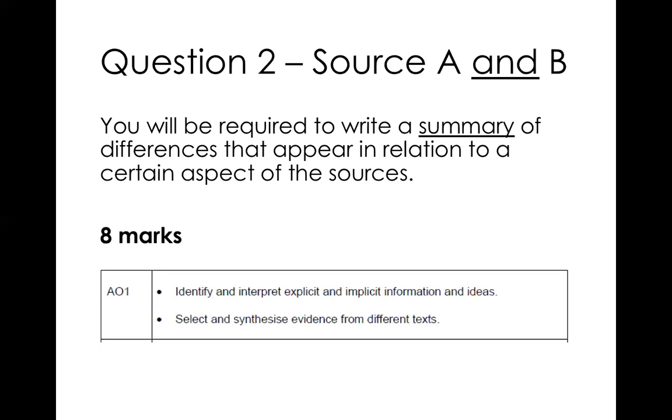So again, it's still assessment objective 1, your ability to identify and interpret explicit and implicit information and ideas, all right? Because it's your ability to take the information that appears within the text and write that summary of them. 8 marks total for this question.